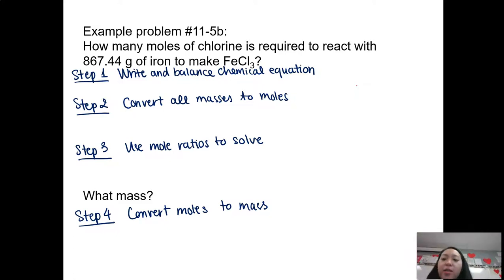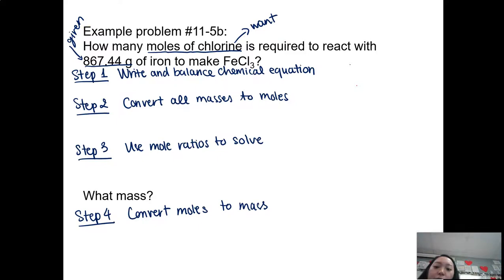The question asks for how many moles of chlorine is required to react with this amount of iron to make ferric chloride. So what I need to know, that's my question, is moles of chlorine, that's what I want at the very end. And then my given, so I like to do this where I underline what I want, and then this is my given.